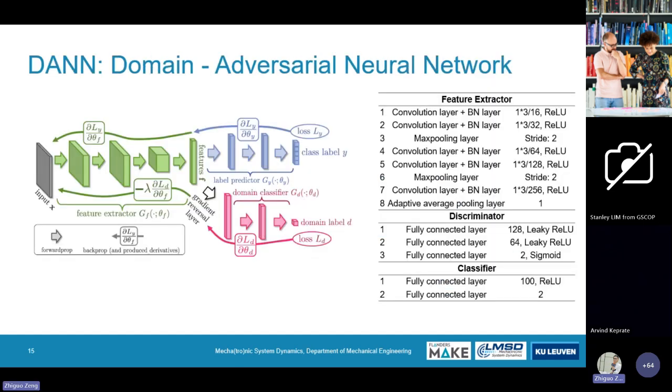Then we applied the domain adversarial neural network, which consists practically of three sub-networks. We have a feature extractor, a label predictor, and a domain classifier. On the right, you can see the structure of this network: the feature extractor, the discriminator, and the classifier. We have the loss function that we train on the source plus some target signals.